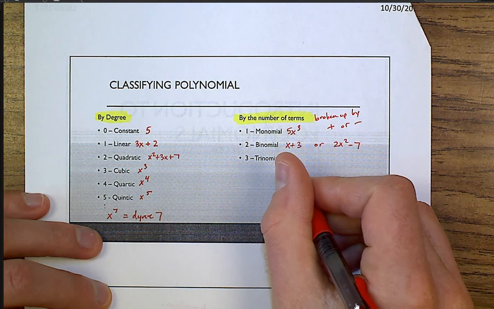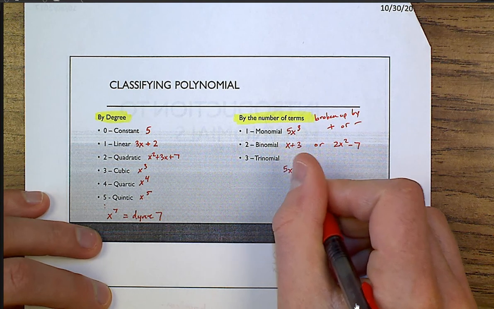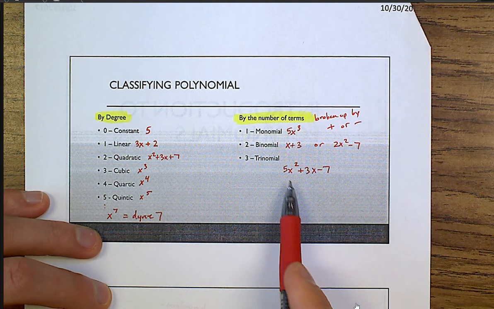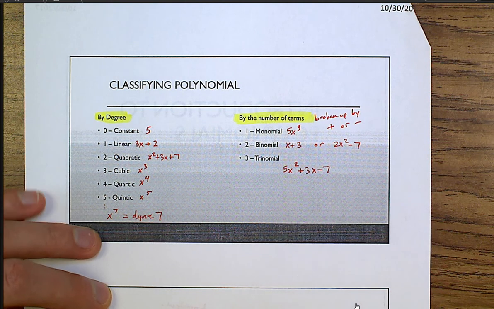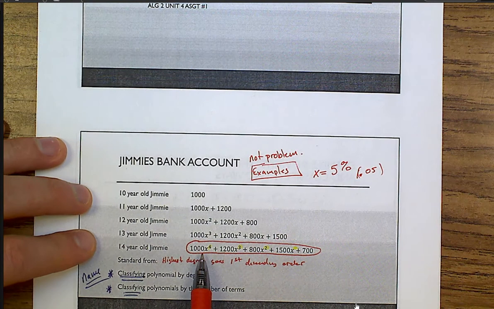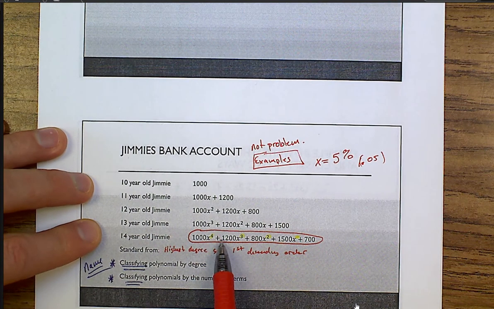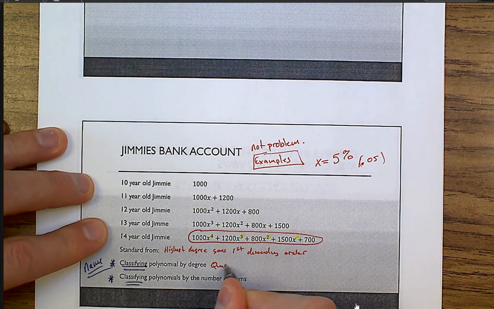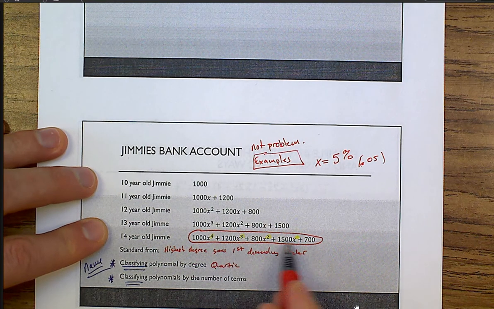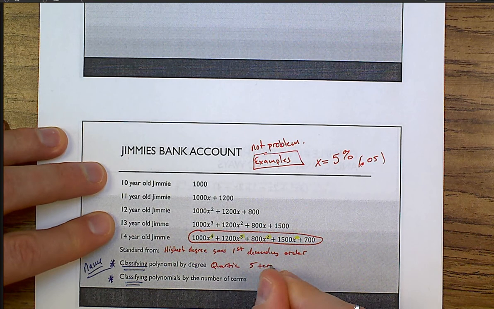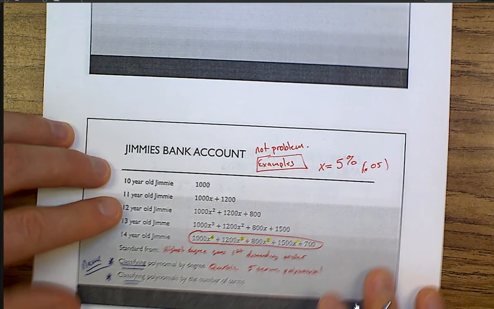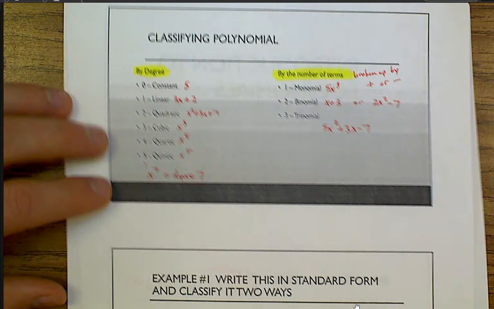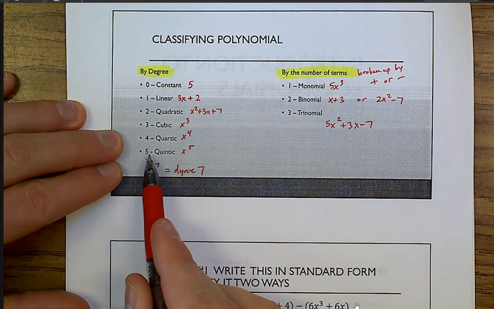Trinomial, like 5x squared plus 3x minus 7. That's a trinomial. 1, 2, 3 terms. There's an addition sign and a subtraction sign, so that's breaking them up, okay? So if we go back to our original example, with the money, how would you name this? Well, this would be a quartic. 1, 2, 3, 4, 5. Quartic 5-term polynomial. That's how you would name this, okay?